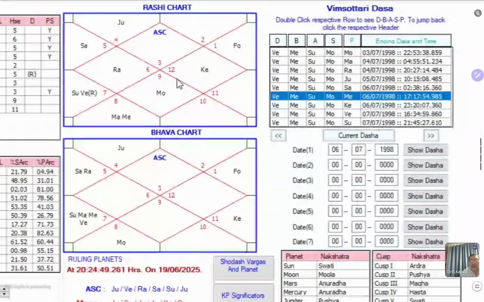Now, the next important condition is that the Dasha Lord has to be a significator of 1, 8, Marka and Badka.